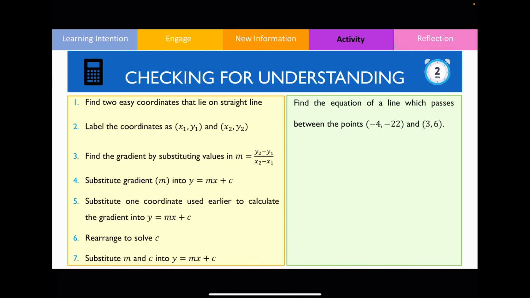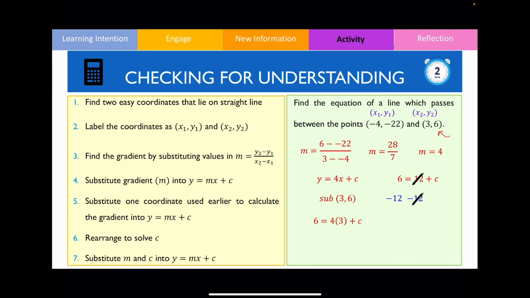I want you to now have a go, so give yourself 2 minutes and answer this question. For this question, I'm going to label my coordinates as x1, y1, x2, y2, and then use this to find my gradient. If you found your gradient is equal to positive 4, substitute one of the coordinates into the equation. I'm going to substitute this coordinate over here because it's got lower numbers and it's going to be easier in this case. So I'll substitute 3, 6. I'm going to multiply 4 with 3, so that becomes 12. Undo the positive 12 by subtracting 12 from both sides of the equation. So therefore, c is equal to negative 6. And therefore, my answer is y equals 4x minus 6.